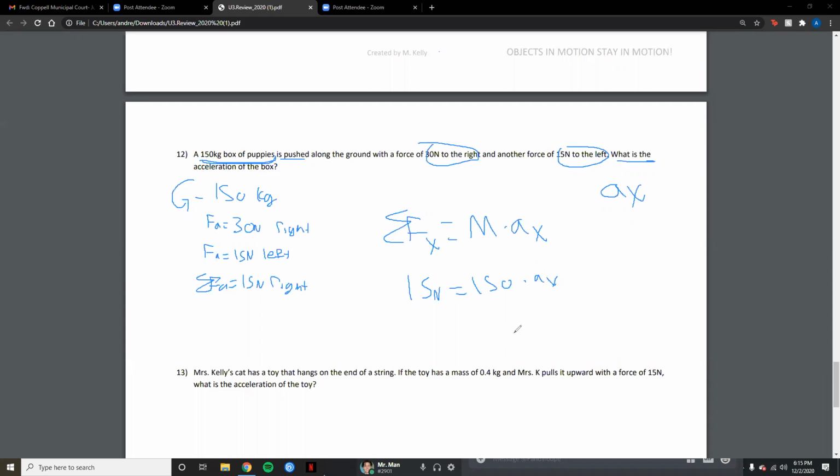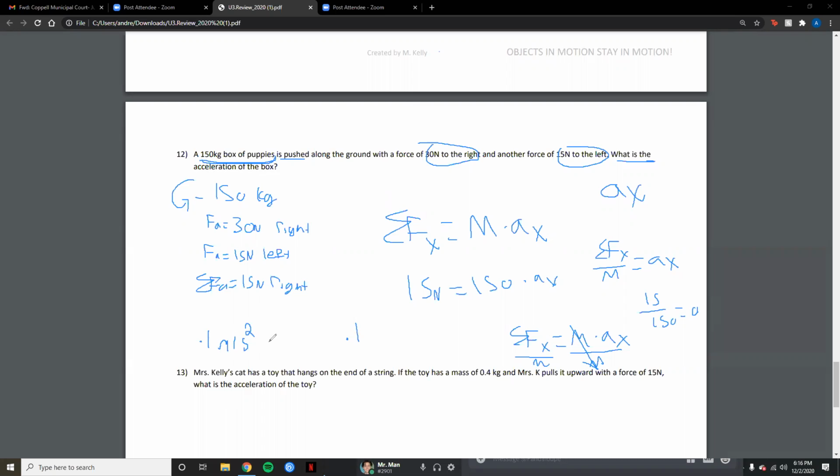If we wanted to do this Miss Kelly's way, we would say F of x equals m times A of x. Isolate the variable and divide both sides by mass. So the sum of F of x over mass equals acceleration of x. 15 over 150 equals our acceleration. 15 divided by 150 equals 0.1. So the box is moving 0.1 meters per second squared.